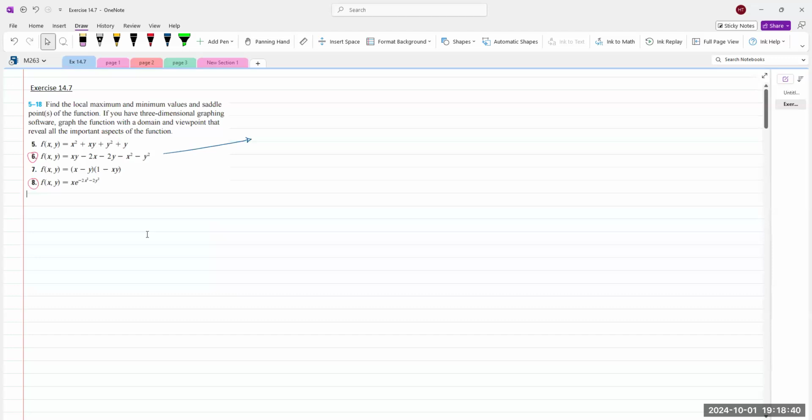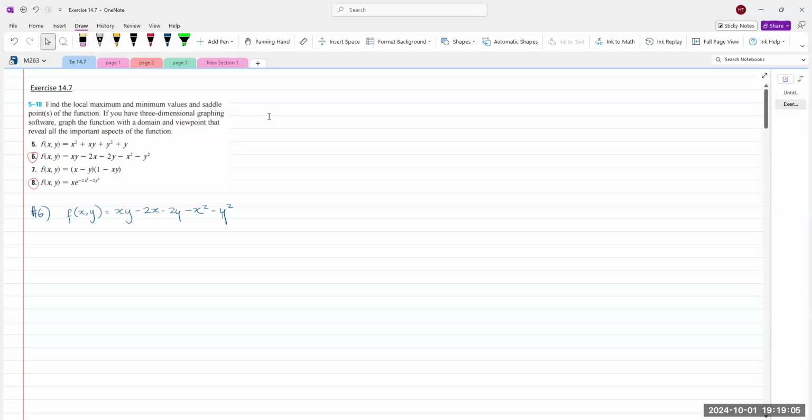Let's see. Let's try to work on this. Number 6. You know what? Let me do it here. Below that, number 6. We have f(x,y) equals xy minus 2x minus 2y minus x squared minus y squared.